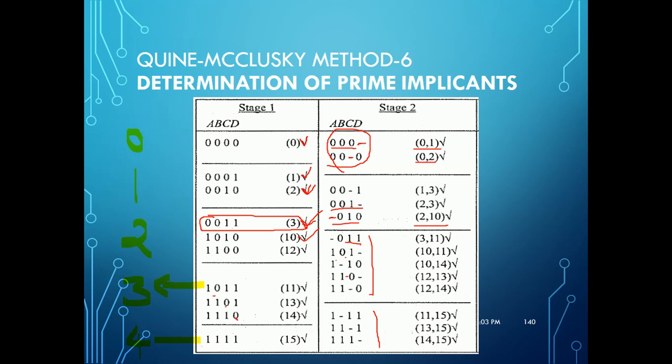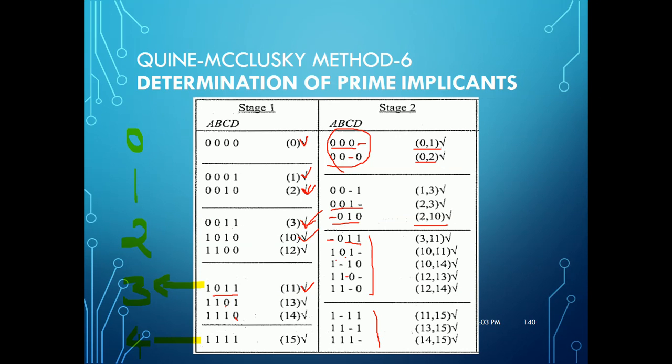Mean term 3 cannot be combined with 10, 12. Can it be combined with 11? Yes, it can be combined. Why? Because 0 0 1 1 matches with 0 1 1 of this, and it can be written as dash 0 1 1. 3 comma 11 is being matched. So that is what you will be marking in this manner. Okay. And next step is, can 3 be combined with other terms? No, not possible.